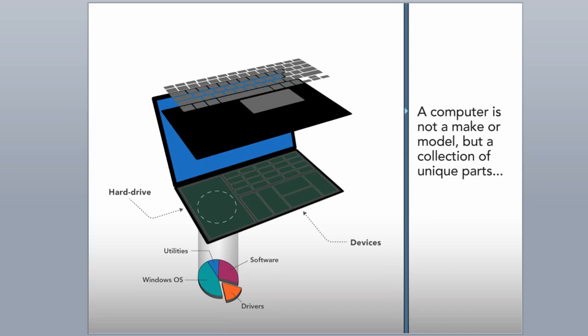A computer is really a collection of unique parts, including chipset, devices, utilities, and software. DX manages a computer not as a simplistic make and model, but as a collection of unique parts. These parts need to be respected and addressed throughout the image deployment and maintenance process. This is what makes the DX solution unique from all other deployment solutions, and it's what makes it so powerful.